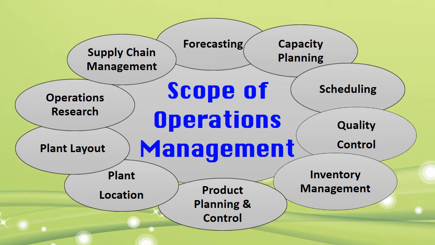Then is the plant layout, which refers to the physical arrangement of various machines and other resources which are required for production, or we can say which are required for transformation of raw materials into finished goods.